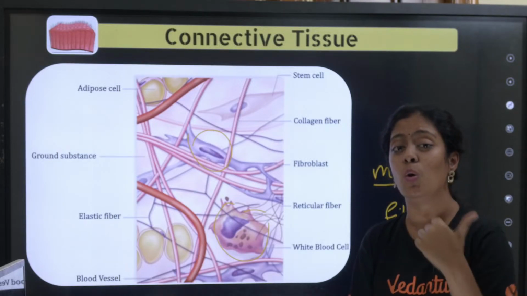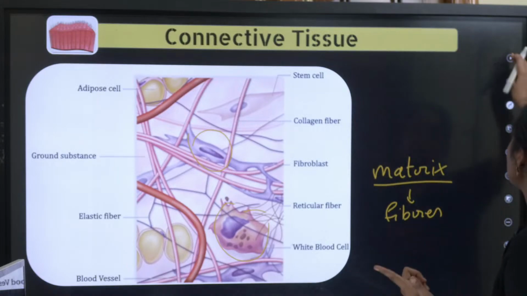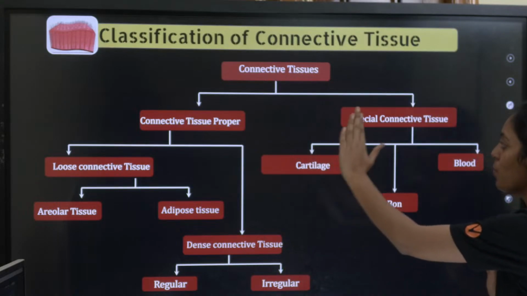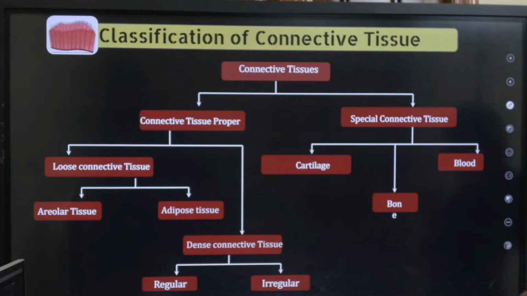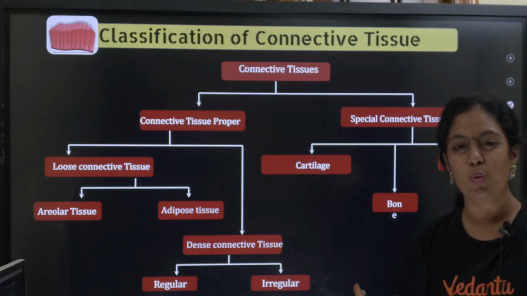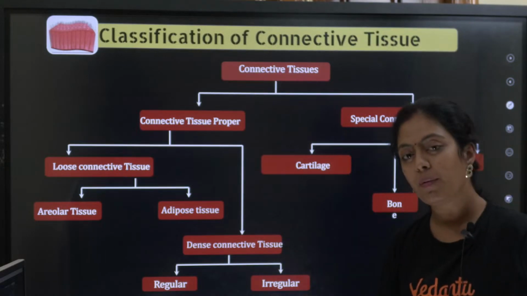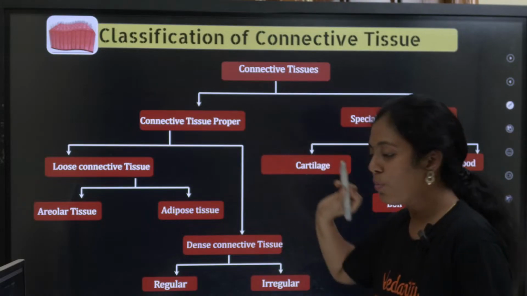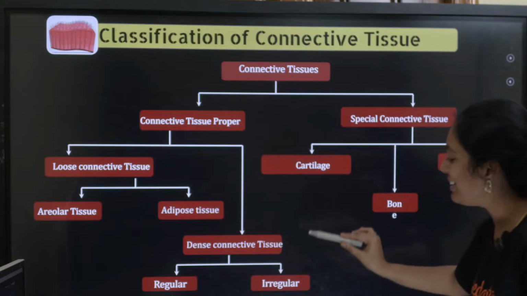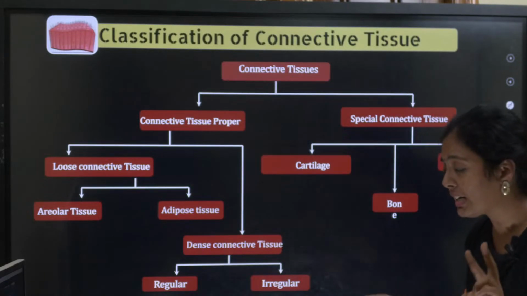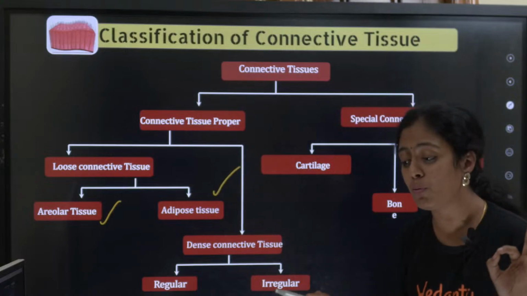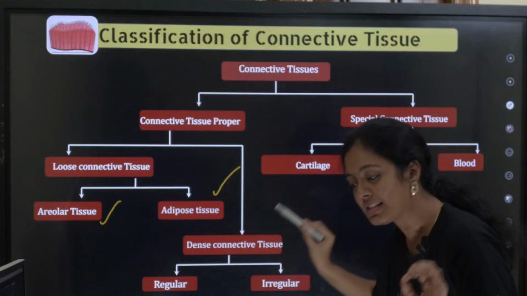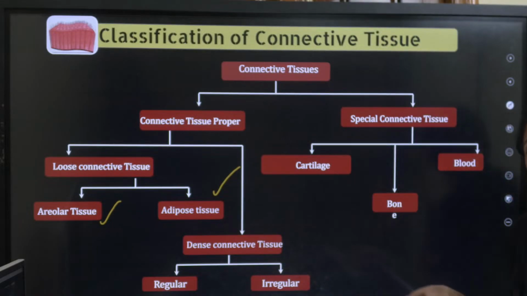Does anyone watching the live know the types of connective tissue? Please tell me if you know. This is a very important topic. Connective tissue proper, special connective tissue. Let's follow NCERT blindly. NCERT has given fluid, liquid and dense connective tissue. This is completely based on your NCERT. Connective tissue proper has loose connective tissue and dense connective tissue. Loose connective tissue has areolar tissue and adipose tissue, very important. Dense connective tissue has two types: regular dense connective tissue and irregular dense connective tissue.